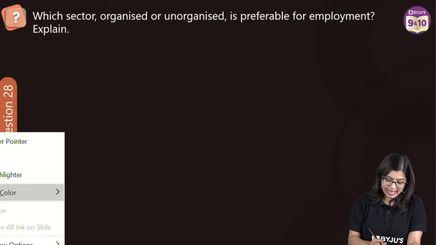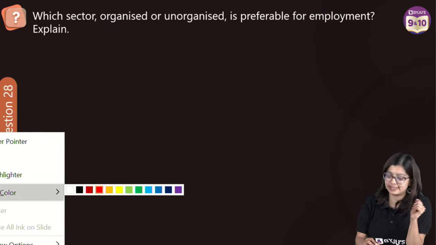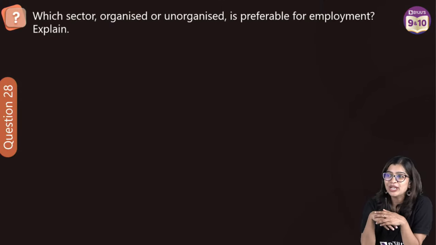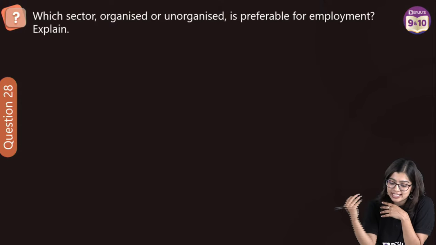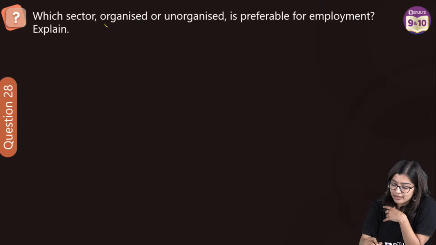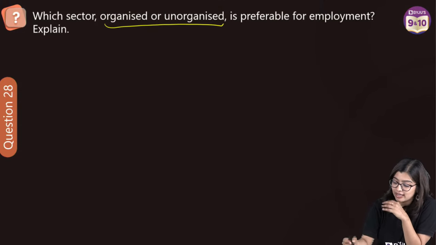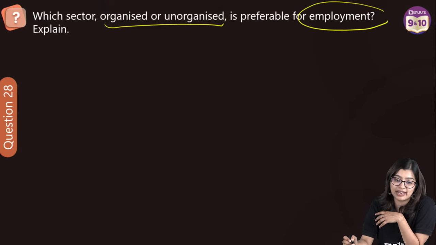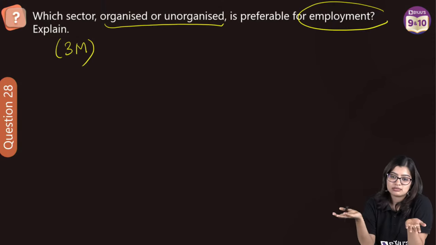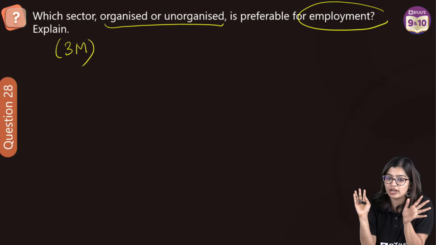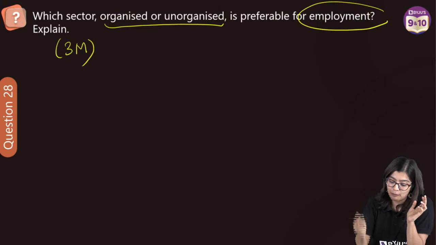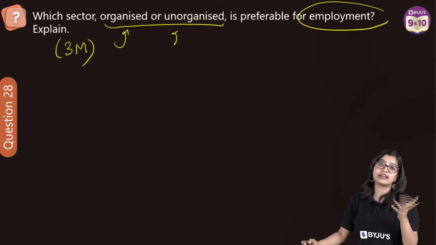Anyway. Next is also an easy question. So let's have a look at this particular question. In this question, explain which sector, the organized or unorganized sector, is preferable for employment. Explain, 3 marks. Easy question. I'm sure you can all give me the answer to this. We need to tell which is preferable for employment, organized or unorganized.